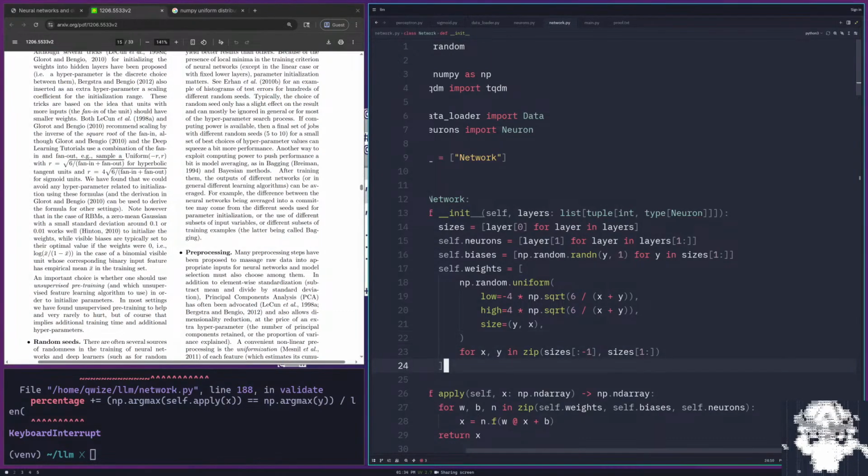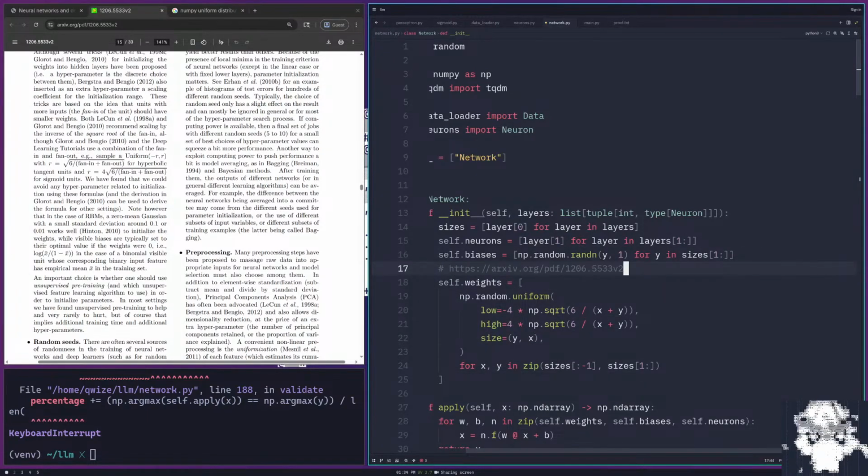Okay, well, this doesn't seem to work. I mean, it works, but it's not better, so I don't know why you would do it.